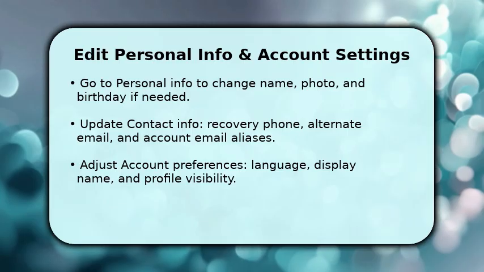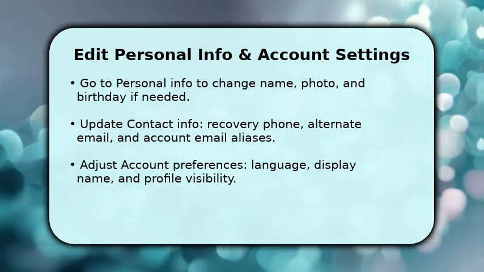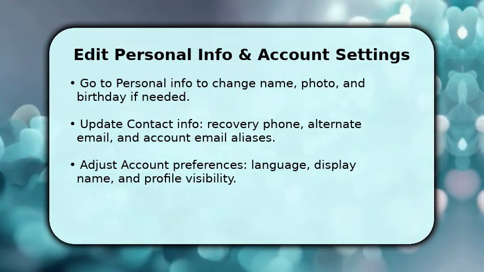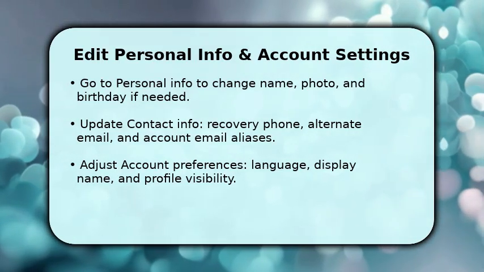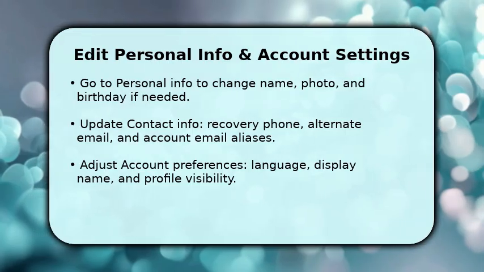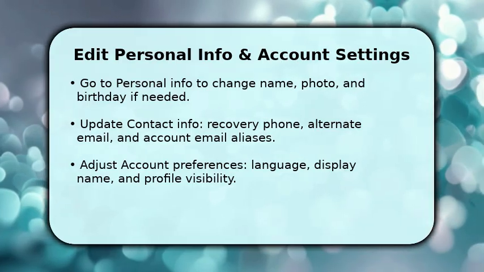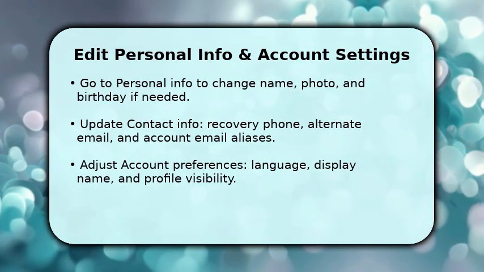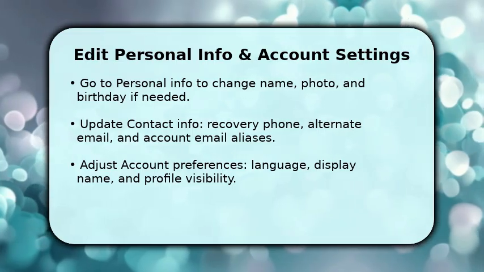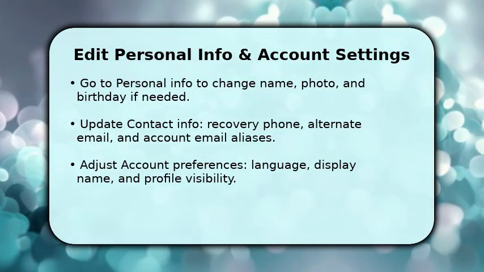basic contact details. Once there, update recovery phone and alternate email entries so notifications and resets reach you. This matters if you change the primary address. If you need an alias or Google Workspace address adjustments, handle those here or in Gmail settings for send as behavior. Make sure to save each change.